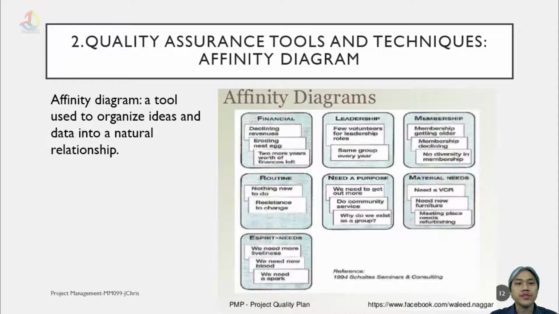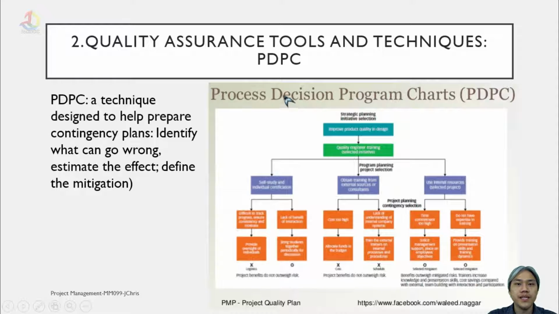The affinity diagram is a tool used to organize ideas and data into natural relationships. As you can see here in the affinity diagram on the right, we have a few blocks from financial, leadership, membership, routine, need, purpose, material needs, and spirit needs. The next is PDPC, Process Decision Program Charts. PDPC is a technique designed to help prepare contingency plans, which is to identify what can go wrong. We can estimate the effect and define the mitigation for the problem that arises.